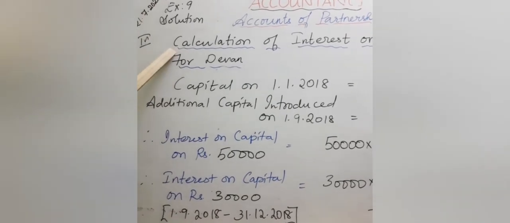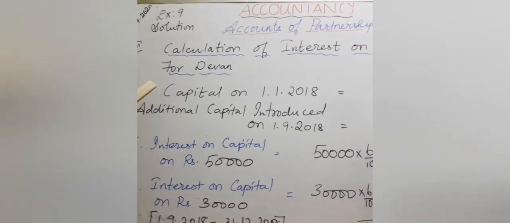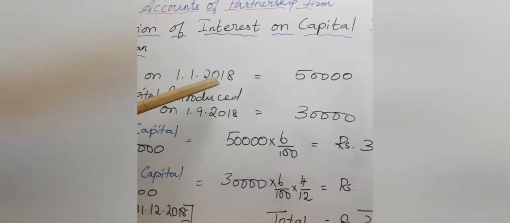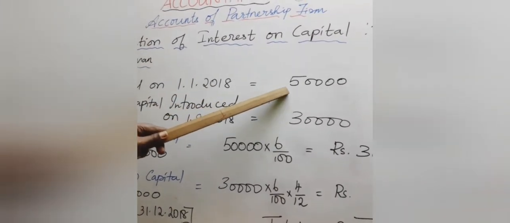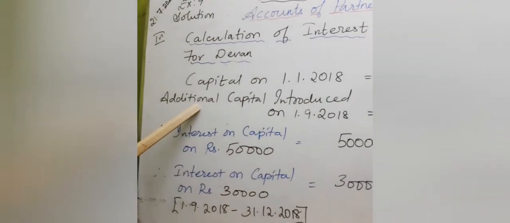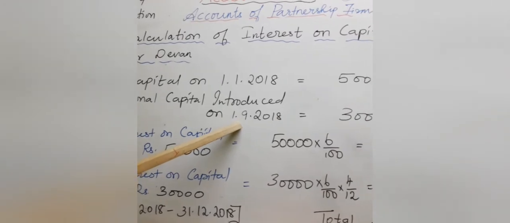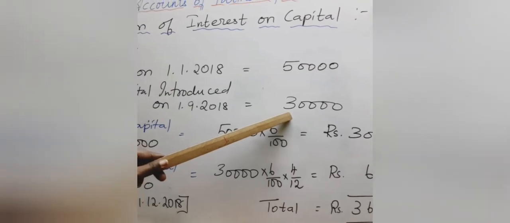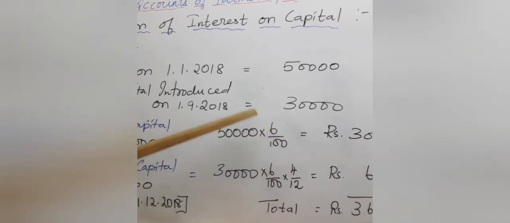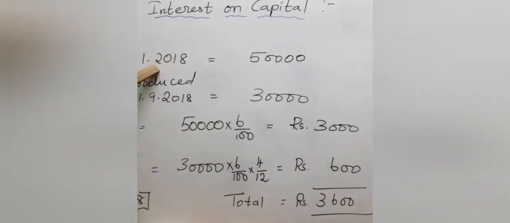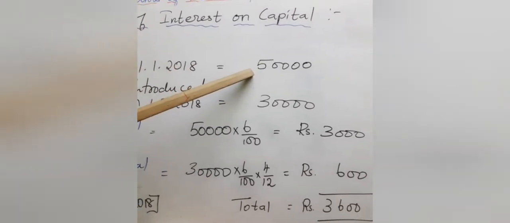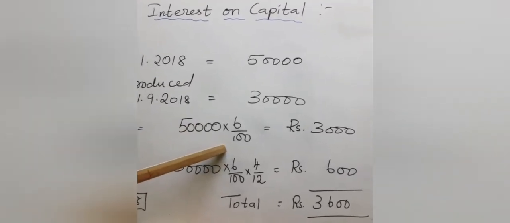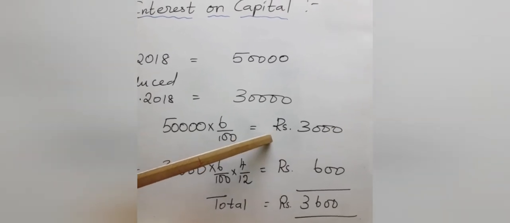Next, calculation of interest on capital for Devan. Okay, students? Devan's capital on 1st January 2018, that is opening capital, we have calculated in the previous session, that is 50,000 we got. Next, Devan is introducing additional capital. When is he introducing additional capital? In the month of September. How much is he introducing? 30,000 rupees. I am following the same method, children. This 50,000 in the opening capital is with us for 12 months. So I have calculated interest 50,000 into 6 by 100 for the whole year. The amount comes to 3,000 rupees.